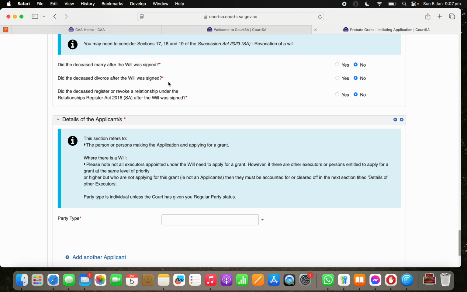So final question of the three, did the deceased register or revoke a relationship under the Relationship Register Act 2016 SA? And again, this question, registering and revoking, have the same effect as marriage or divorce.